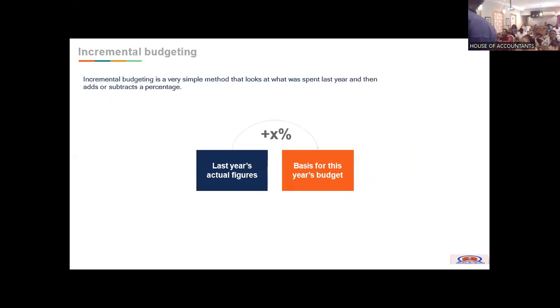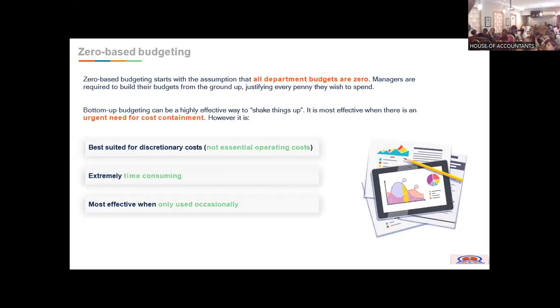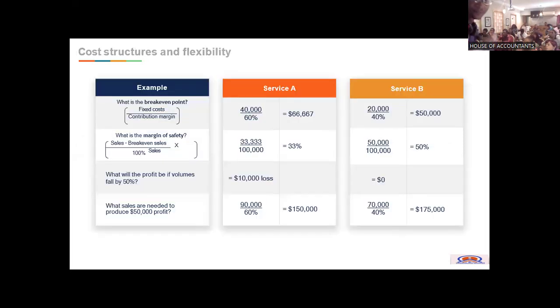Okay, so this is the incremental budget. We can see plus the percentage, multiply the percentage of last year. So the last year actual figure is the basis for this year's budget. So there's no issue with that. You can continue. Zero budget, we have explained that you are starting from scratch. So we don't have an issue with that. So cost structure and flexibility.